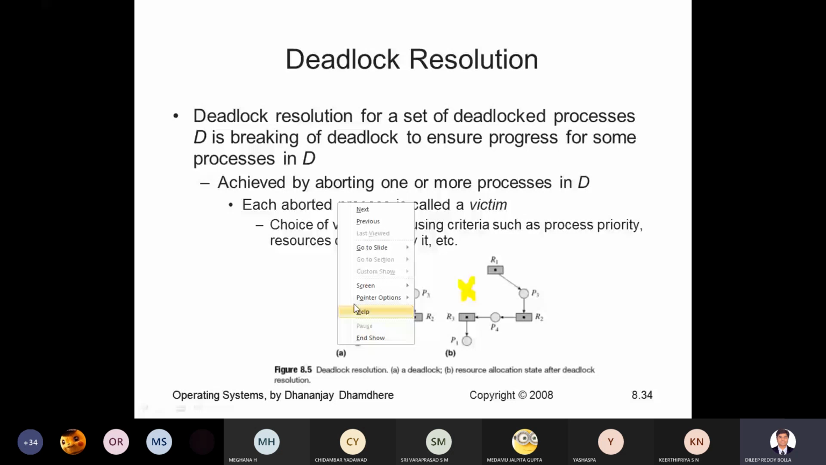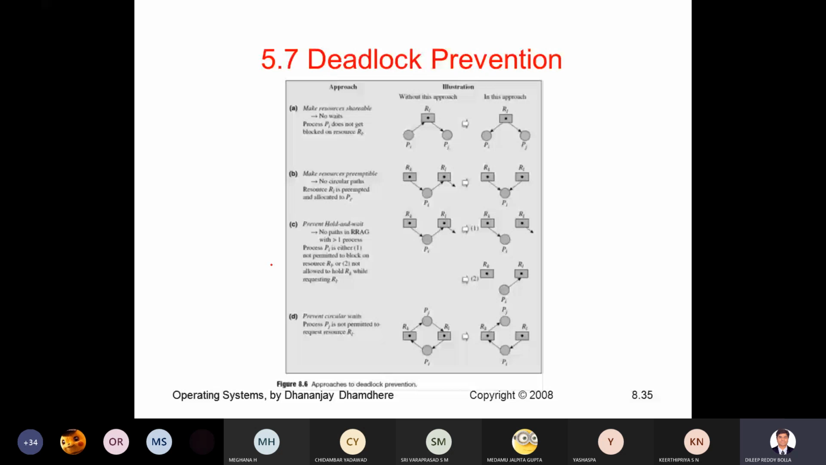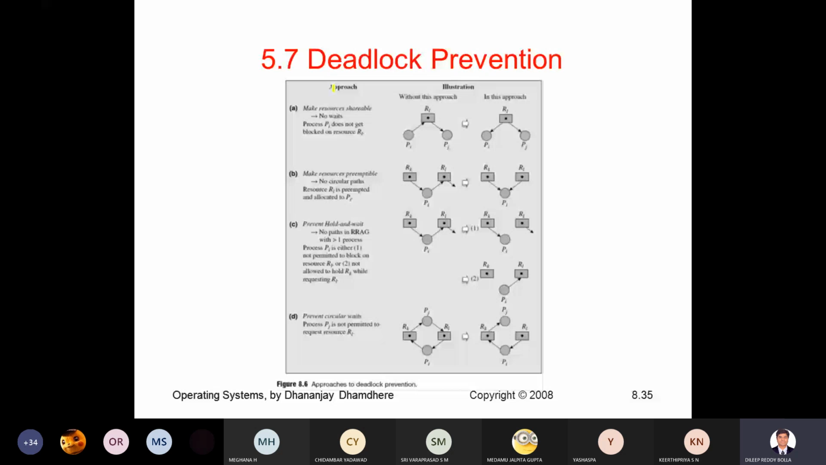This is what we have discussed in the earlier classes. All right, any doubts in this? And further, we have discussed deadlock prevention, how to prevent the deadlock. What approach are we trying to follow to prevent it? Anyone have any questions on it?